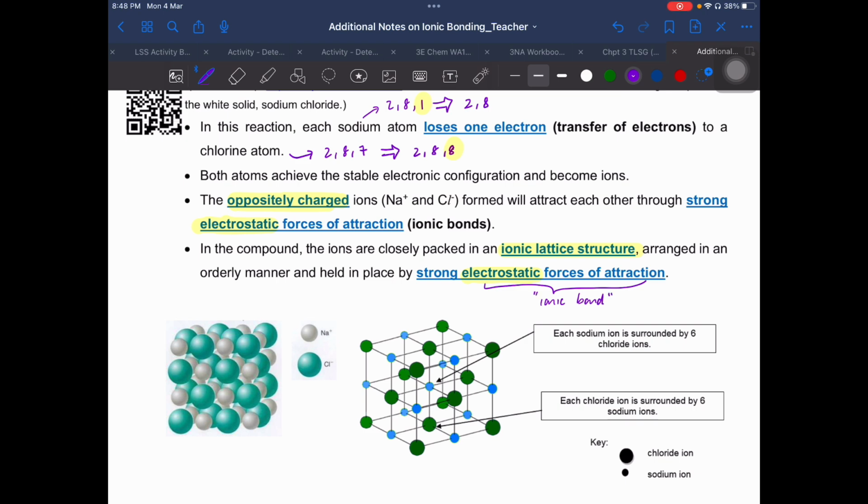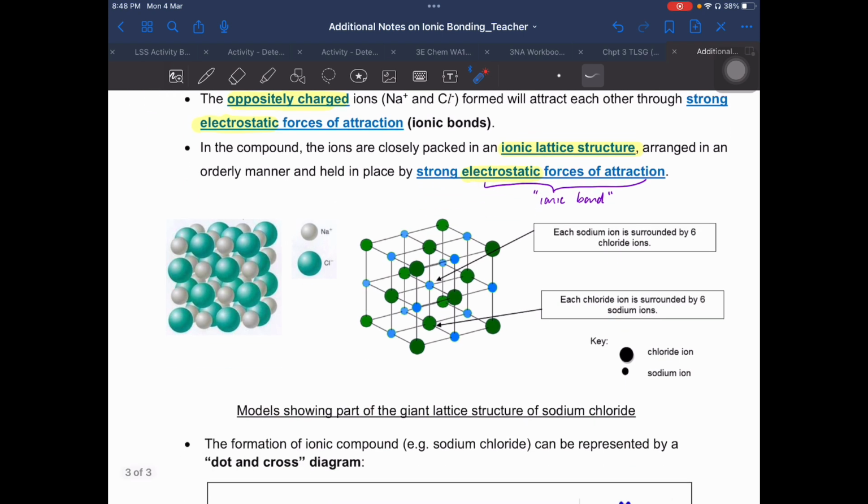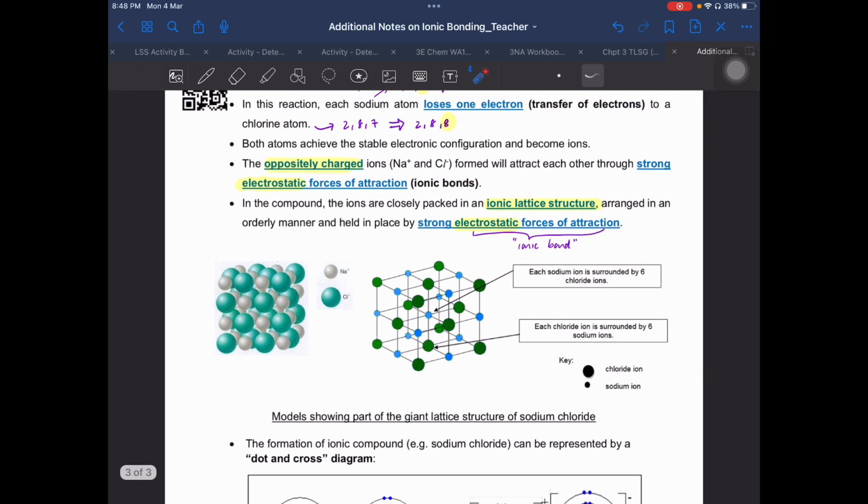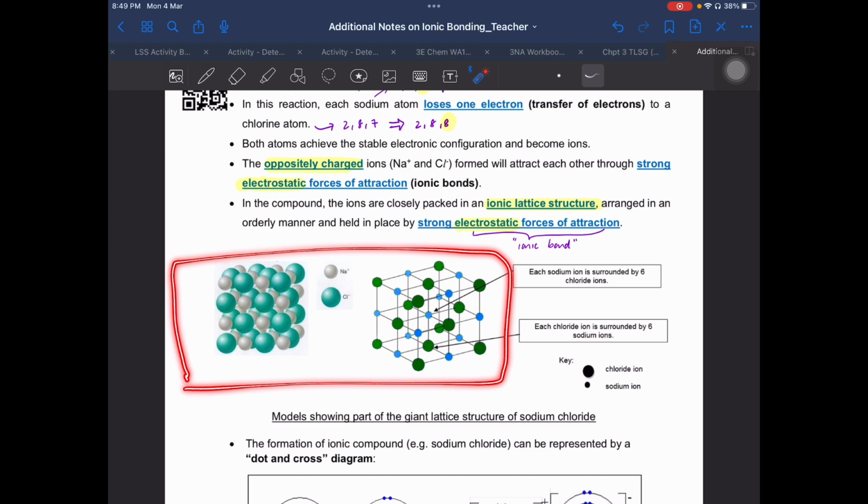Unfortunately, we don't accept it if the student uses ionic bond to replace electrostatic force of attraction. You have to use electrostatic force of attraction to explain what this attraction is. Alright, so that is how the lattice structure looks. But the good news for you is that you don't have to draw this. If you want to draw this out, I think it'll take super long.